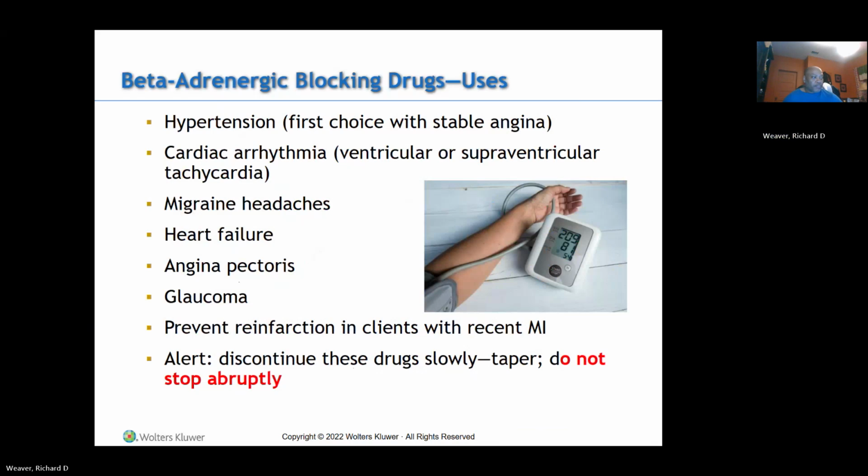All right. And of course, it provides us with an alert that is worth mentioning. We discontinue these drugs slowly. In other words, we taper them. We do not stop them abruptly, because then the patient can have a very opposite response, and that is not what we want.